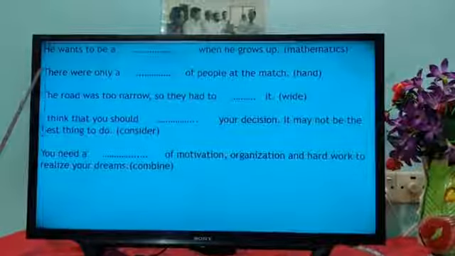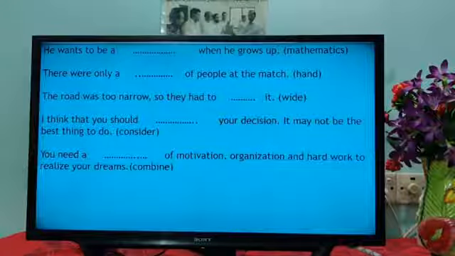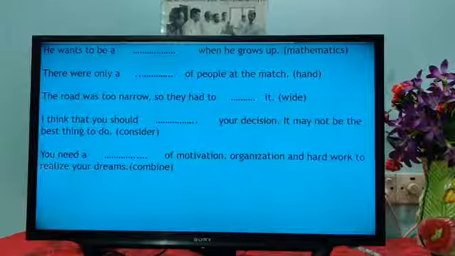So there are some gaps you can try at home. Please write them down. One minute, please.